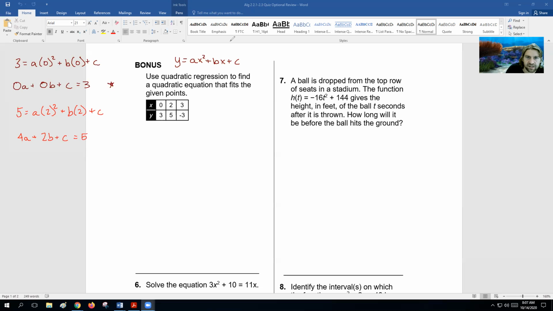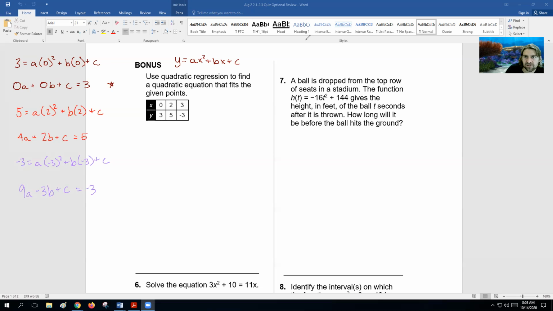Now we've got to do this again here with the negative 3 and 3. So let's see, y is negative 3, a we don't know, x is negative 3 squared, plus b we don't know, x is negative 3, plus c we don't know. So if I rewrite this one here, this would be 9a minus 3b plus c equals negative 3.